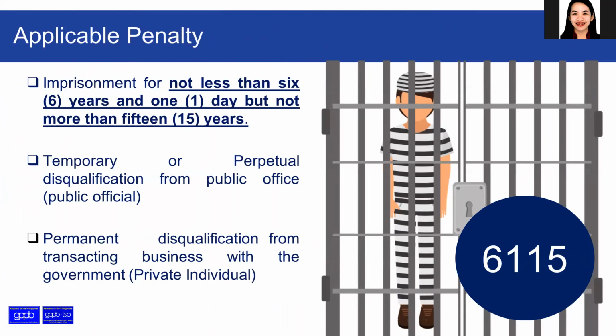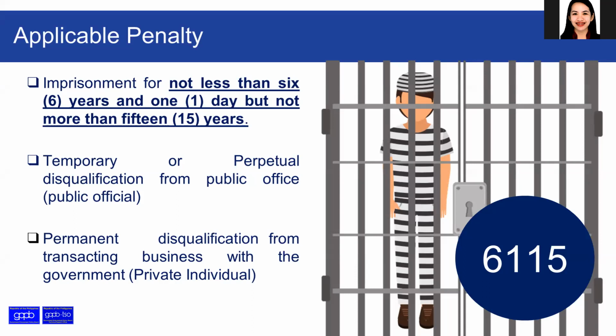So, ang imprisonment, it's for not less than 6 years and 1 day. Yan yung minimum. Kasi meron sa criminal law yung minimum at maximum. So, yung minimum na pwede sa iyo is not less than 6 years and 1 day. Hindi pwedeng 6 years lang ang i-penalty sa'yo. Dapat may 1 day yan.